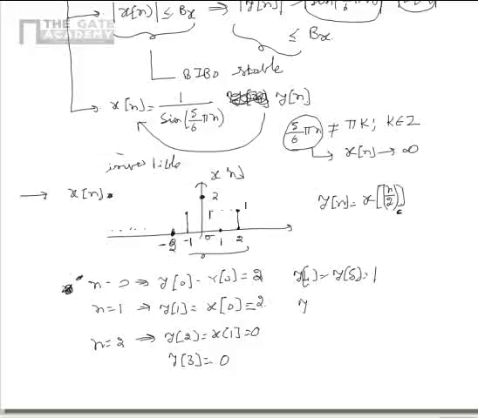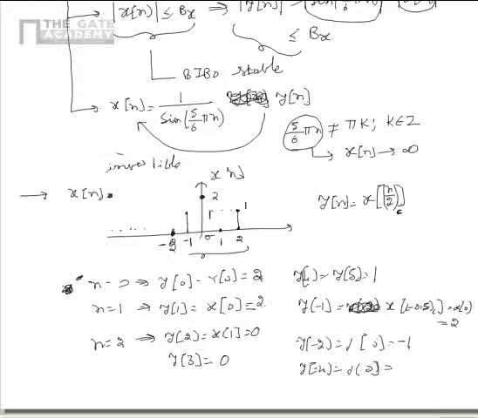Similarly, for n less than or equal to minus 1, we can show that y of minus 1 will be equal to x of minus 0.5 sealed, which will be equal to x of 0. So this would be equal to 2. So y of minus 2 equal to y of minus 3 equal to 1, and y of minus 4 equal to y of minus 5 equal to 0.